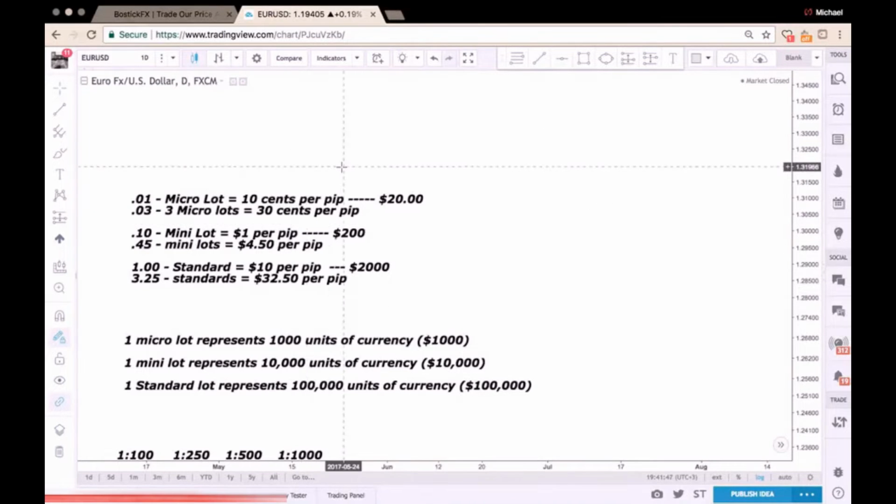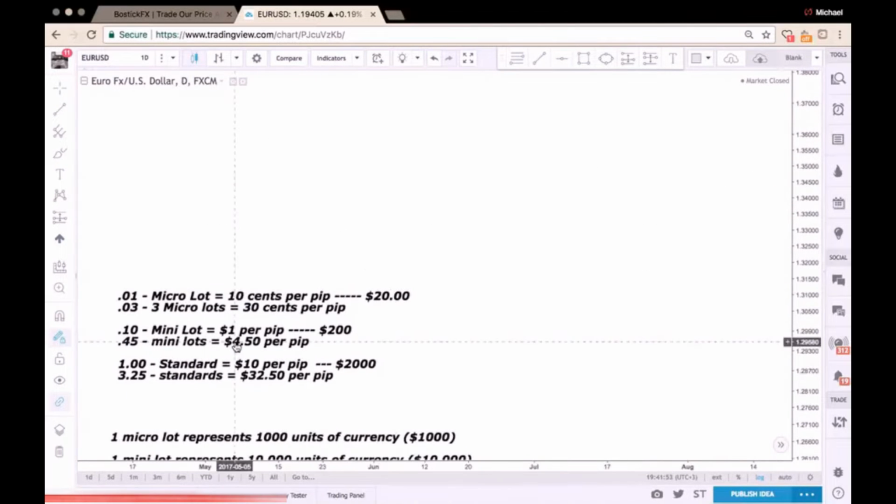Correct? So if you spotted a trade and you wanted to enter one standard lot and earn $10 per pip on that trade, right? And let's say you wanted to catch 200 pips and potentially earn $2,000, right?